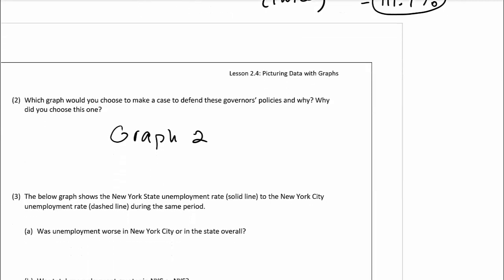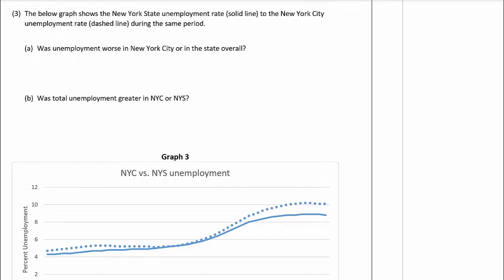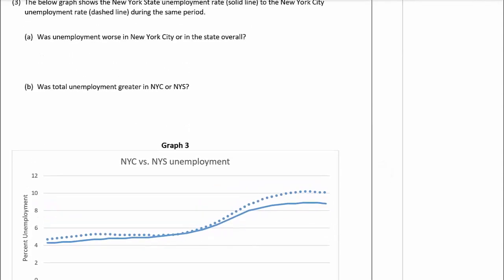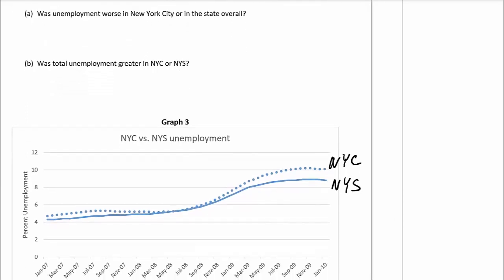Now we're going to look at the other graph, also talking about unemployment, and it is comparing New York State to New York City. So New York State is the solid line. All right, so this one is the solid line. And New York City is the dotted line. Was unemployment worse in New York City or in the state overall over the same period of time?